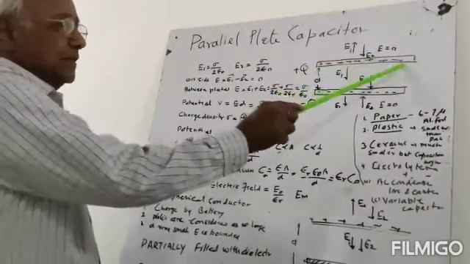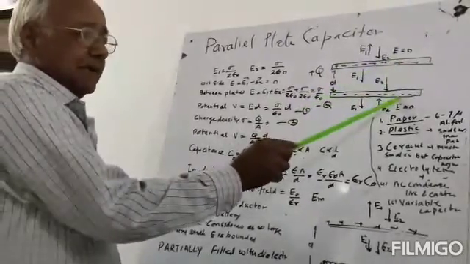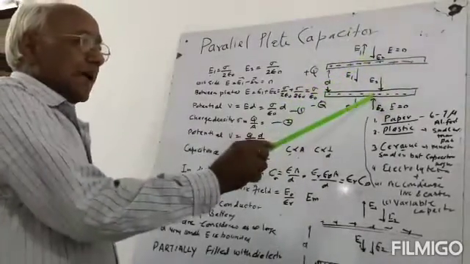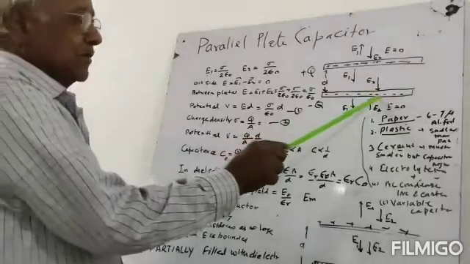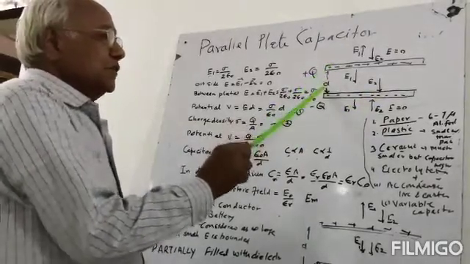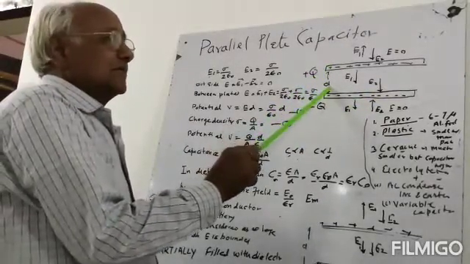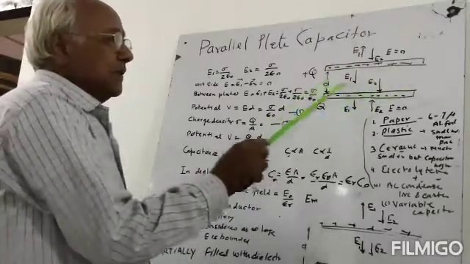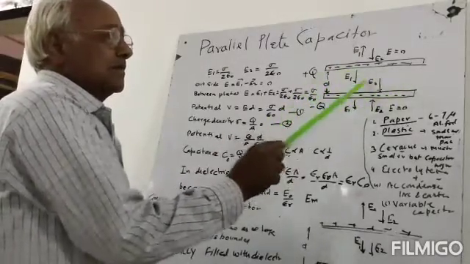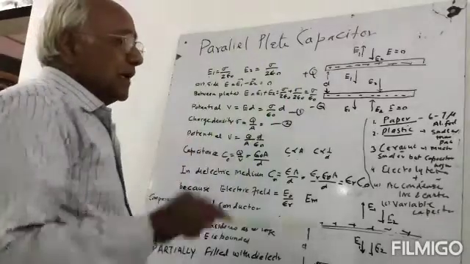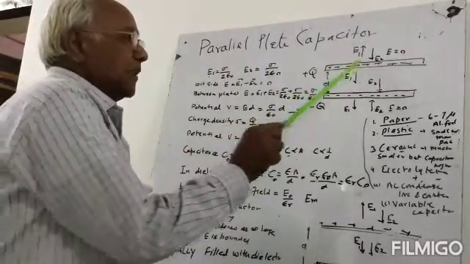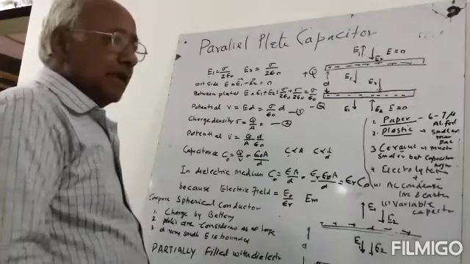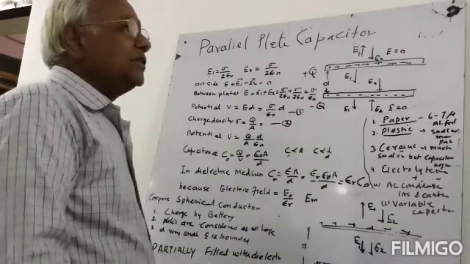The area of cross section of both the plates is A. They are of equal size and equal shape. The distance between these two plates is small d. There is a vacuum in between the plates. Now we will consider these plates as an infinitely charged sheet.